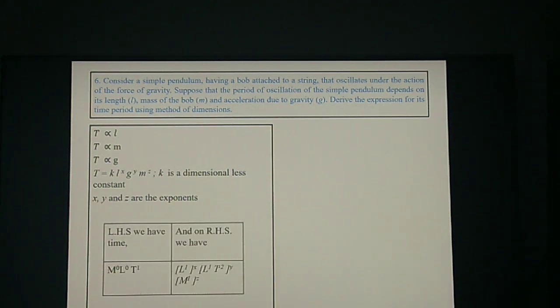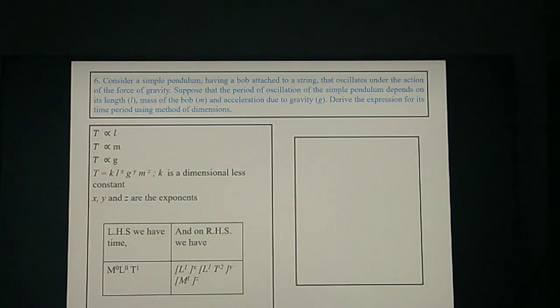Now let us look at the LHS. LHS is time, that is clear. So it is m0, l0, t1. But on the RHS, we have l raised to x. We have l raised to 1 and t raised to minus 2. What is l1 t minus 2? It is meter per second square. So that is gravitational acceleration, and again it is mass, so it is m1. So we are now comparing the exponents of m, l and t.